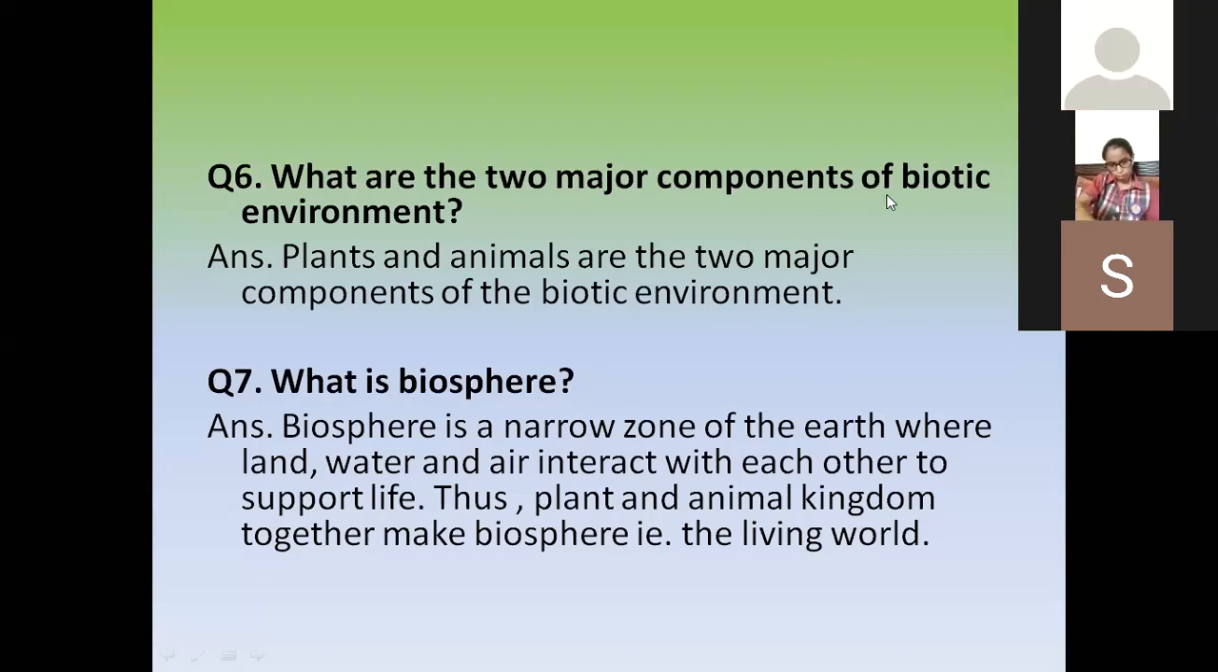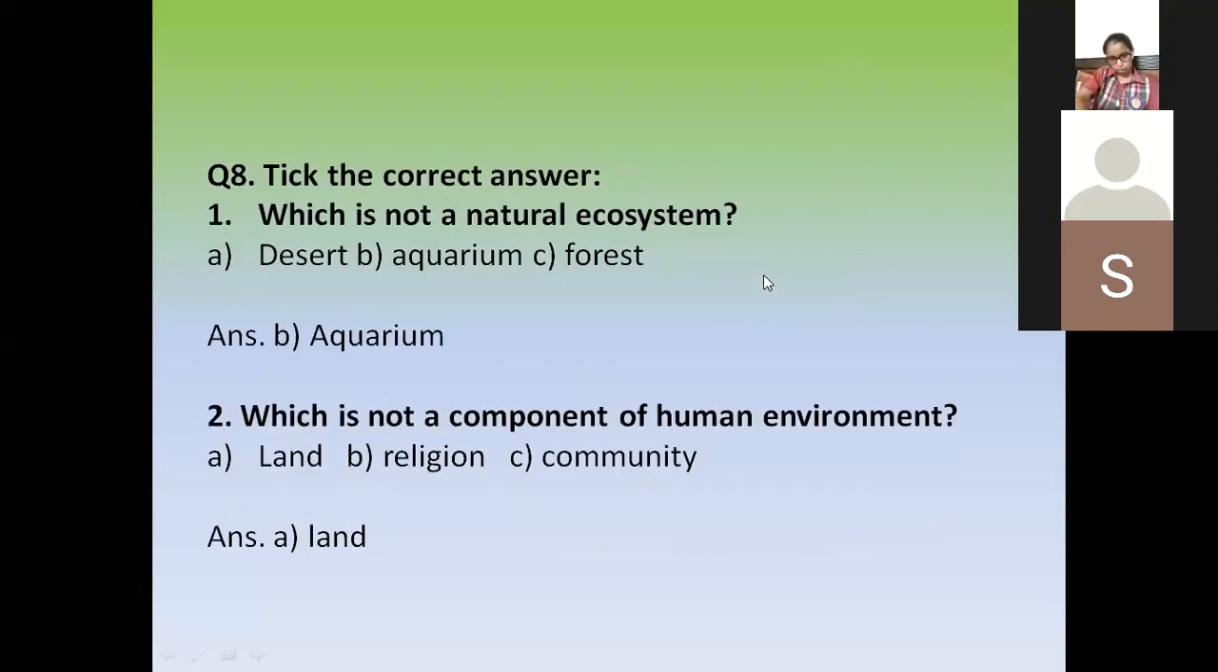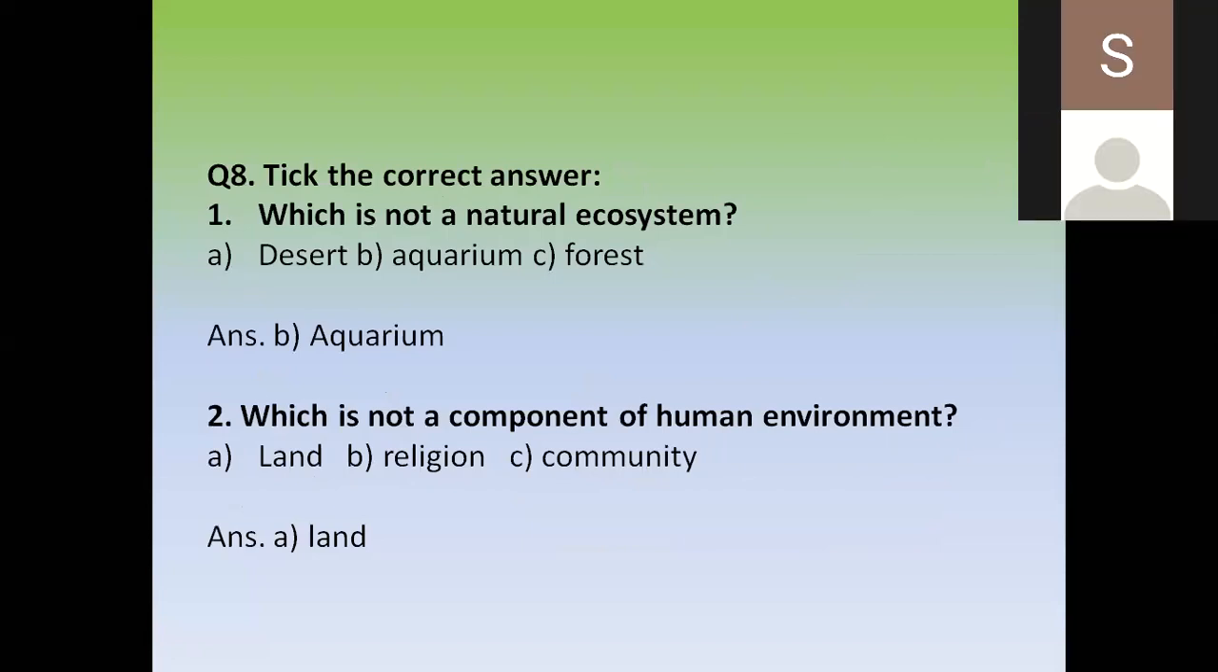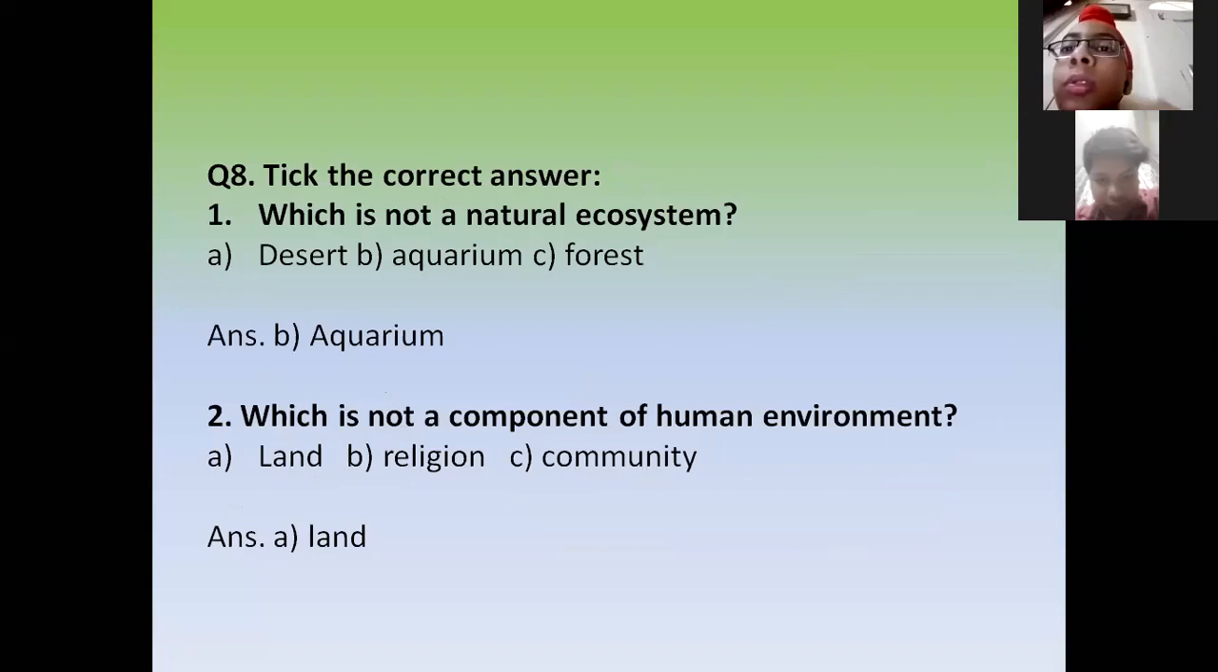Okay, let's do the next question. Now tick the correct answer. Which is not a natural ecosystem? Desert, aquarium, forest. It is aquarium. Aquarium is not a natural ecosystem. Why? Can you give me the reason? Why is it not a natural ecosystem?